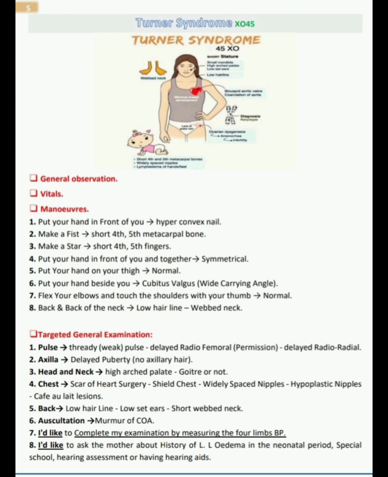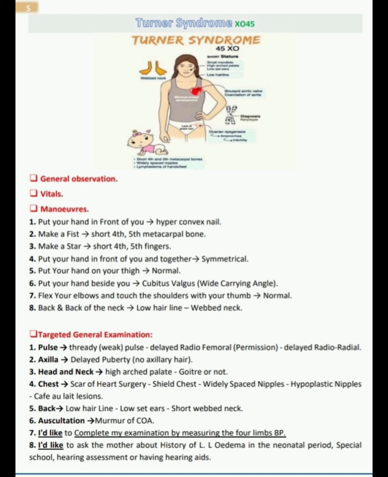Then number 4, put your hands in front of you and together, that is symmetrical. Number 5, put your hand on your thigh, normal. Number 6, put your hands beside you, that is cubitus valgus, wide carrying angle. Number 7, flex your elbows and touch the shoulders with your thumb, that is normal. And number 8, the back of the neck: low hairline and web neck. So these are the maneuvers we do and what we find.